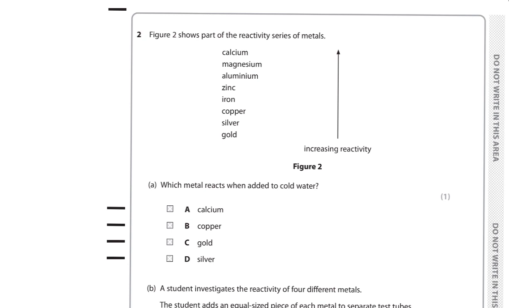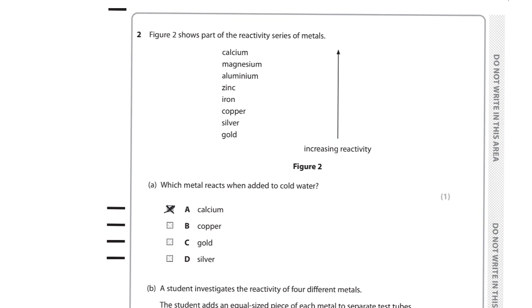Question 2 shows you part of the reactivity series, then it gives you some metals, and it says it's increasing reactivity from the bottom to the top. So gold is the least reactive, calcium is the most reactive. Which metal reacts with cold water? Well, that's going to be calcium, the one that's at the top. Only very reactive metals are going to react with water.